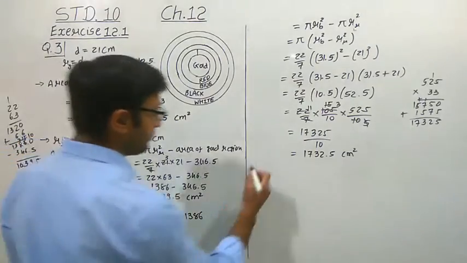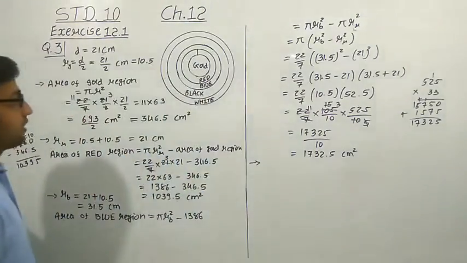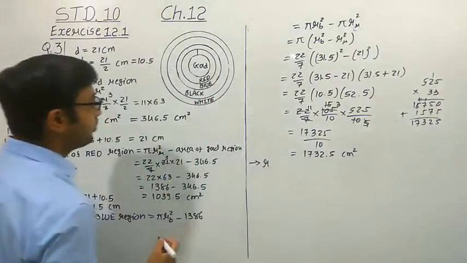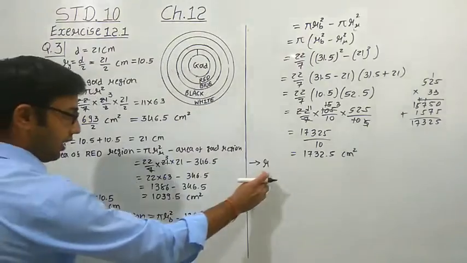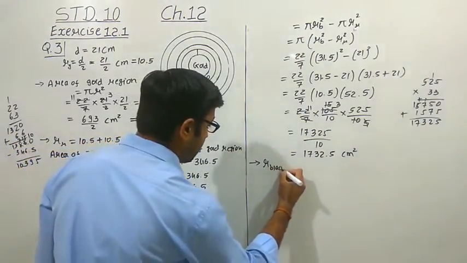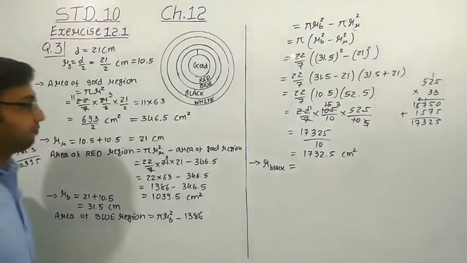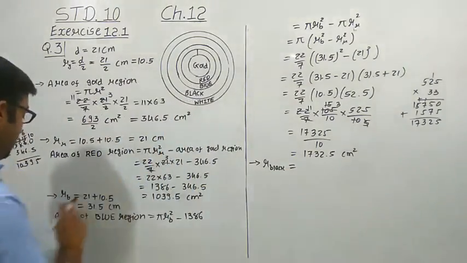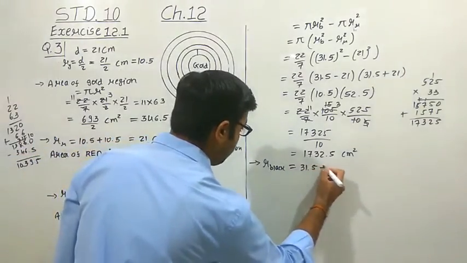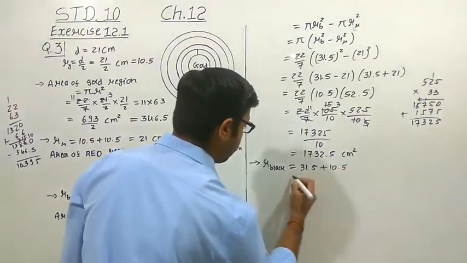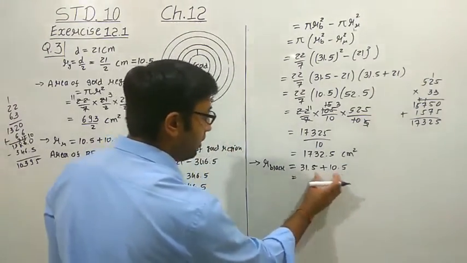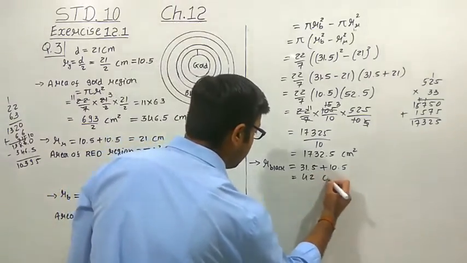Right? Now for the black region, we can write down the radius of the black. Blue has RB, so here let us take the black. For the radius of the black, we have to add the radius of the blue, that is 31.5 plus 10.5. So the total we get is 42 centimeter.